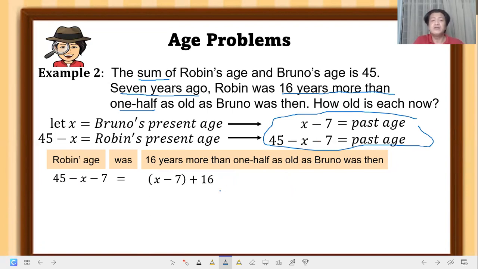And sabi dito, di ba, more than, 16 years more than. Okay, kaya may plus dito. Mas mataas. And yung 1/2, i-multiply natin yung x minus 7 by 1/2. Kasi nga 1/2 as old, as Bruno. Kaya yan po yung equation natin. And then you're going to simplify. What is 45 minus 7? Kaya that is equal to 38.